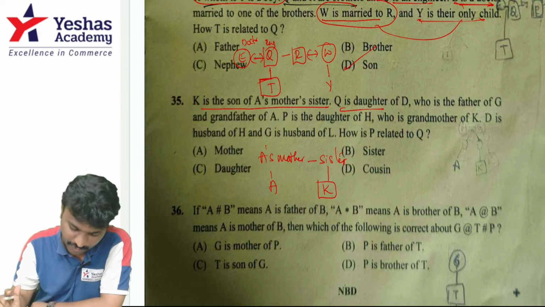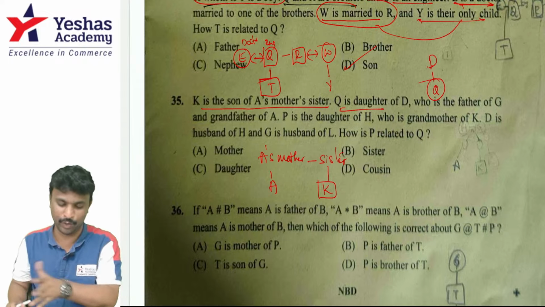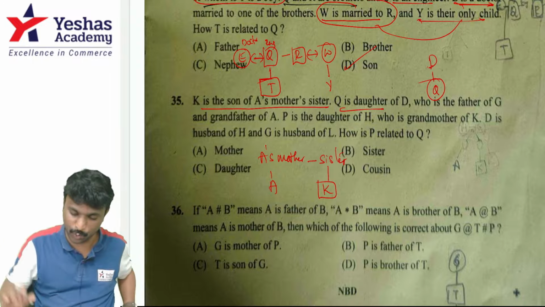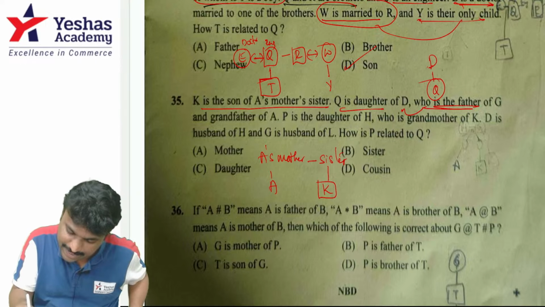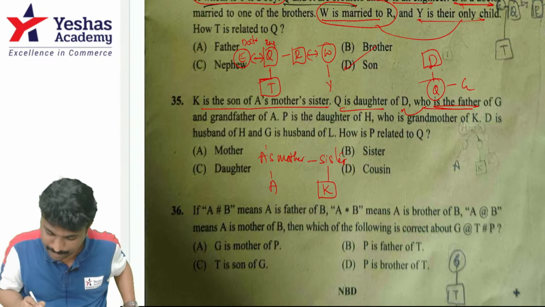Q is the daughter of D. So Q is a daughter of D. D here and Q over here. We don't know, with respect to A's mother and sister, where Q and D are. Who is the father of G? That means D is the father of G. That means G and Q are siblings.